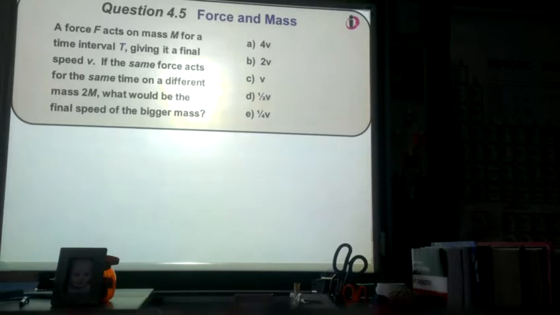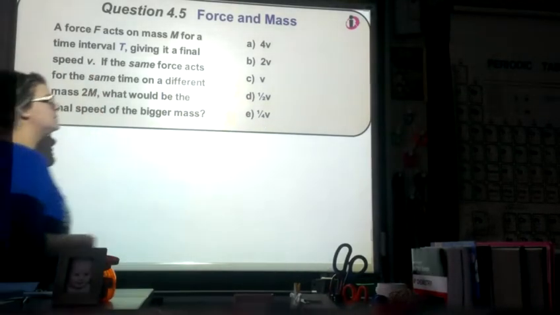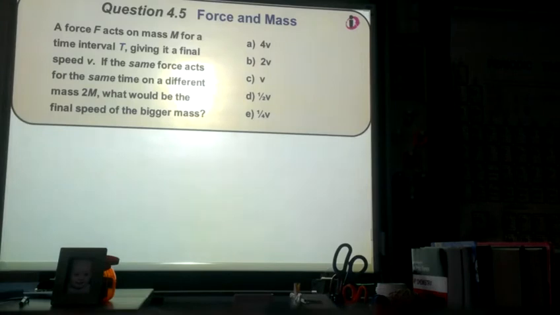So we started to work on this in class. I think most people agreed that the answer was D. It would be half the speed for the final speed if I double the mass. So force F acts on mass m over a time interval, giving it a final speed.